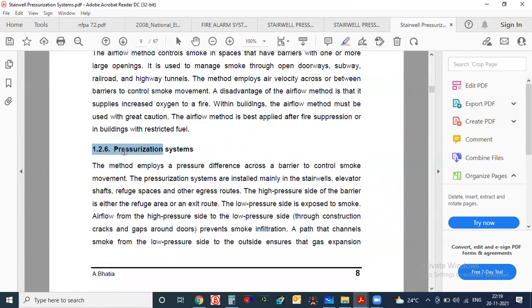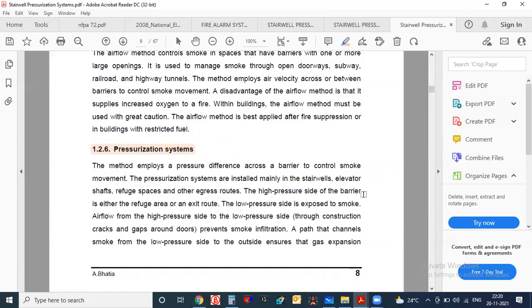Then they have given the pressurization system method. This method employs a pressure difference across a barrier to control smoke movement. So normally what happens in a pressurization system, between the stairwell and the normal area, there is a pressure difference maintained because we are maintaining a positive pressure of 50 pascal or 100 pascal, whatever the value. So that is why here it is written that this method employs a pressure difference across a barrier to control smoke. The pressurization systems are installed mainly in the stairwells, elevators, refuge spaces or other egress routes.